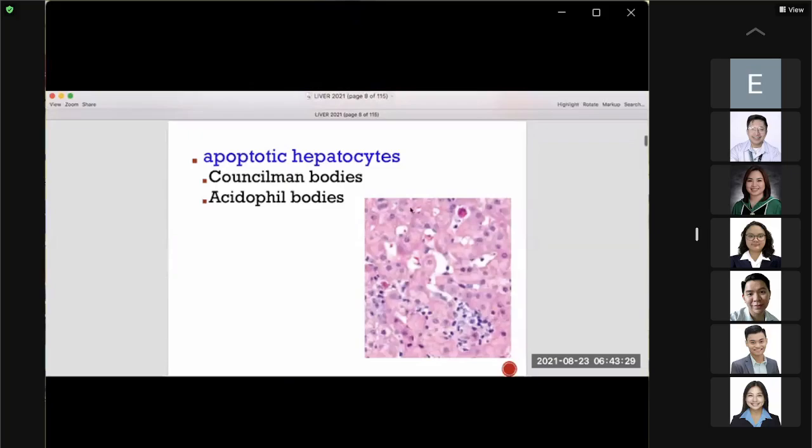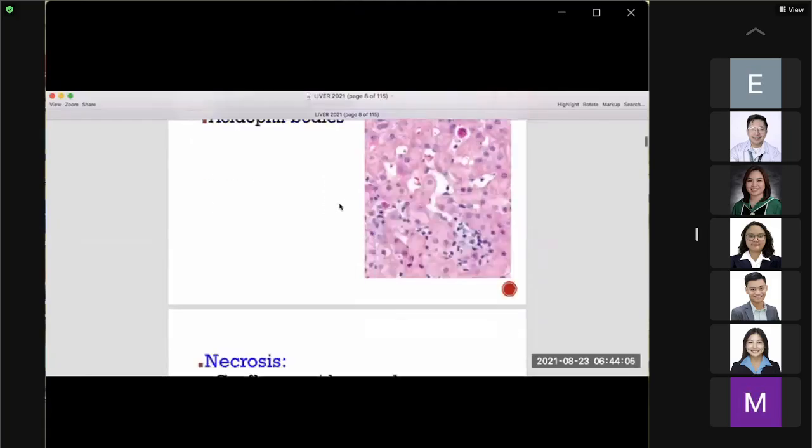Apoptotic hepatocytes are also known as Councilman bodies, as the one who discovered them is named Councilman. So he named this after his name, of course, and this is specifically, if I remember it right, utilized for the effects of yellow fever. And then on other diseases, we get to see apoptotic hepatocytes as well. And they commonly call it acidophil bodies.